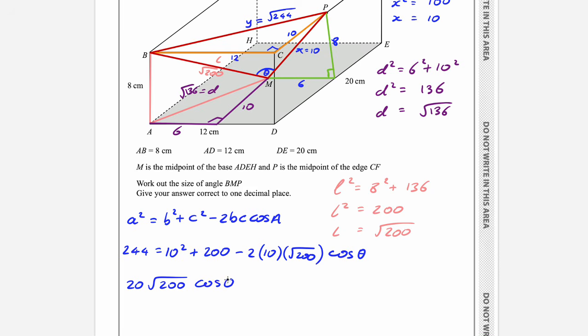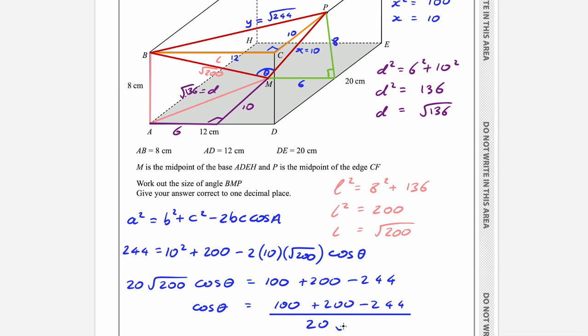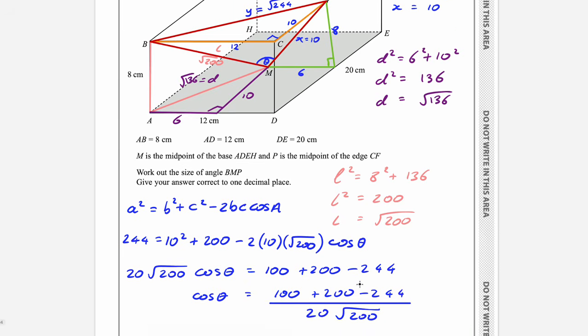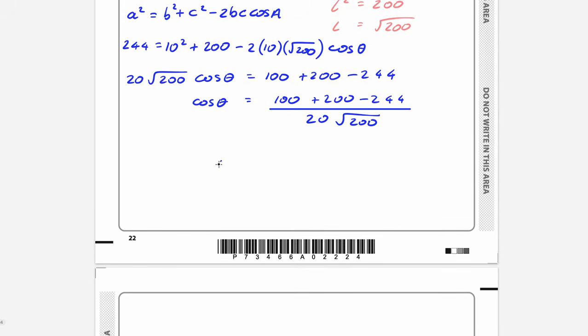Cos theta is equal to 10 squared, which is 100, plus 200, and then I need to minus the 244, and then I'm going to divide by, well, sorry, I'll do that in the next line. So cos theta is this 100 plus 200 minus 244, all divided by 20 times root 200. Okay, so there's obviously a lot of rearranging done there, guys. Just make sure you can follow it.